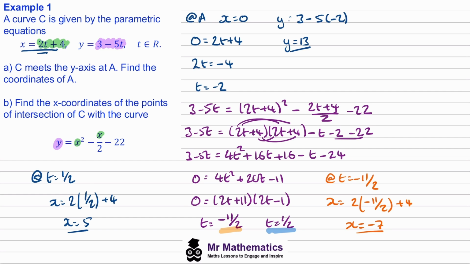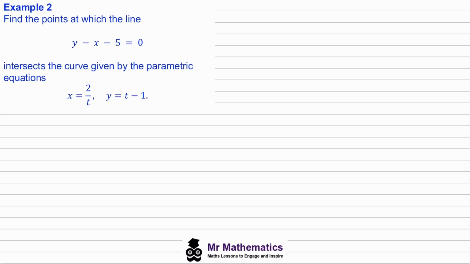Let's try another question. In example 2, we've been asked to find the points at which this straight line intersects the curve given by these parametric equations. Do you want to give this question a go? Think about this x being equal to this one, and this expression for y being equal to this one. You can pause the video and come back when you're ready.